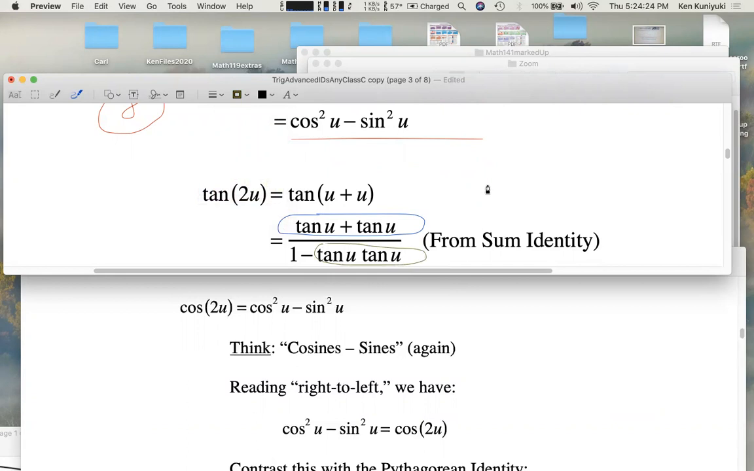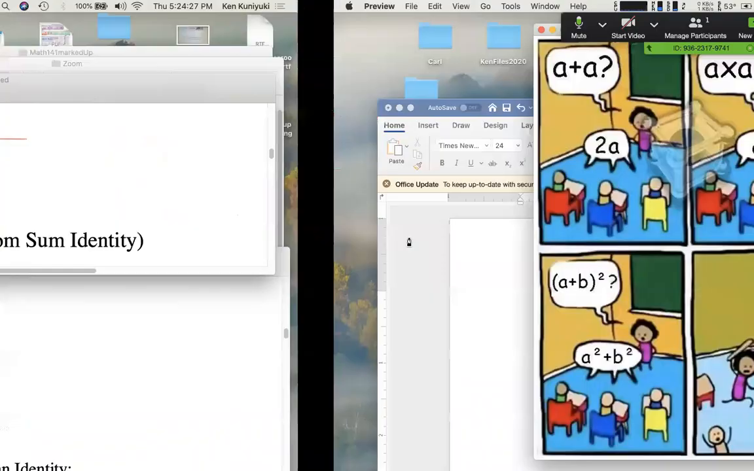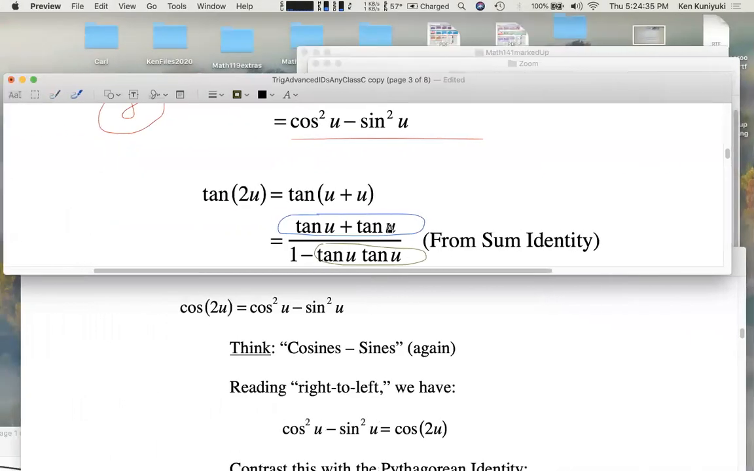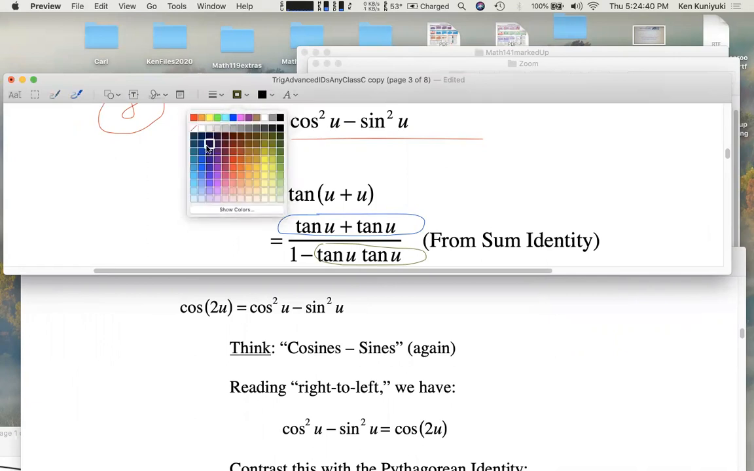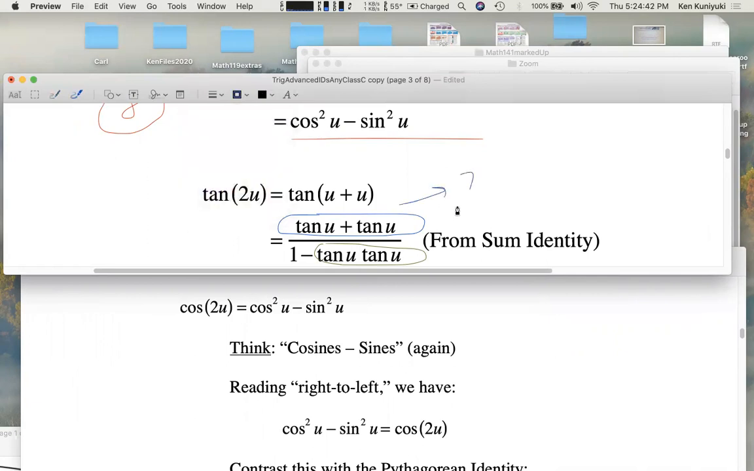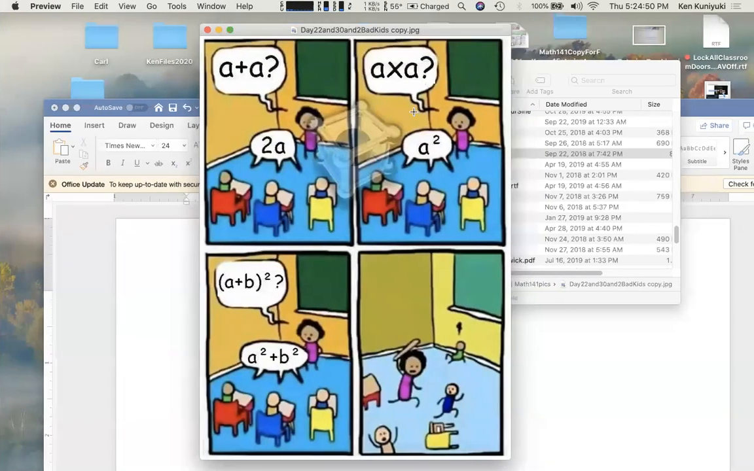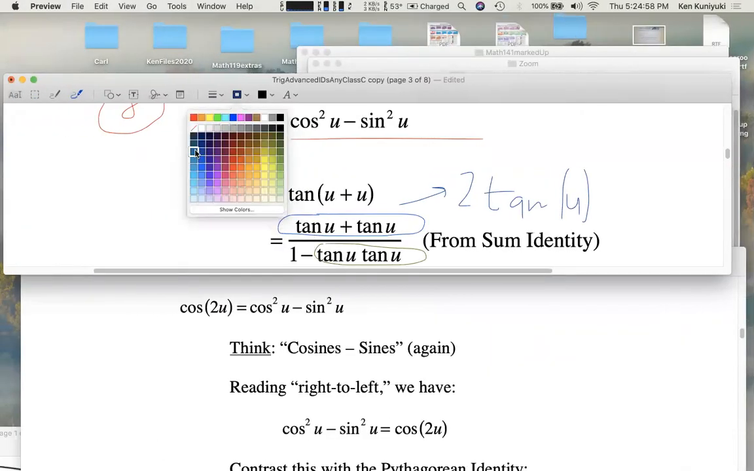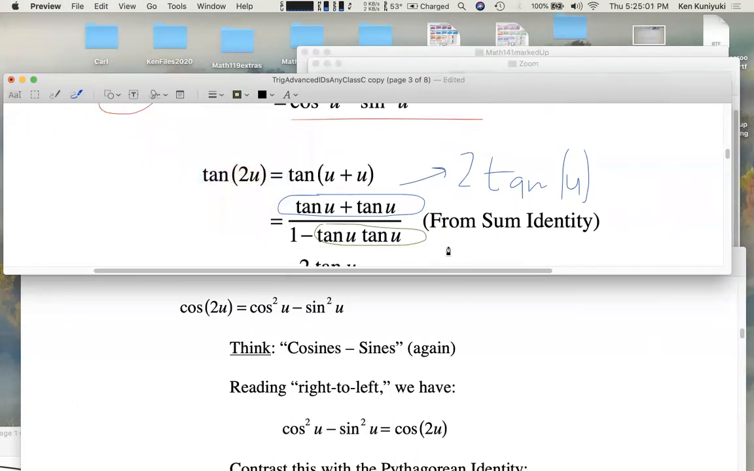All right. How can we simplify these? Let's go back to this valuable meme. What's a plus a? It's 2a. Tangent of u plus tangent of u is 2 tangent of u. Whereas on the bottom, what is a times a? A times a is a squared. What's tangent of u times tangent of u? It's tangent squared of u.